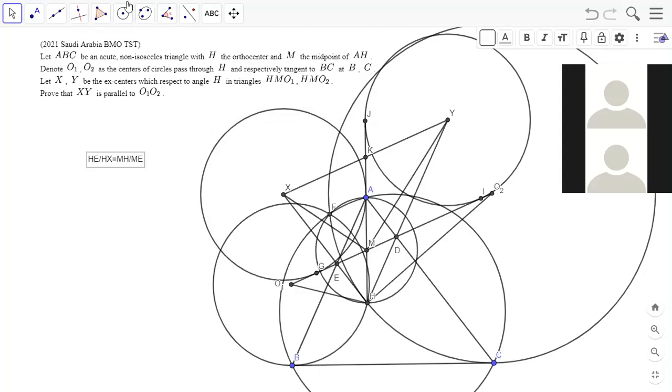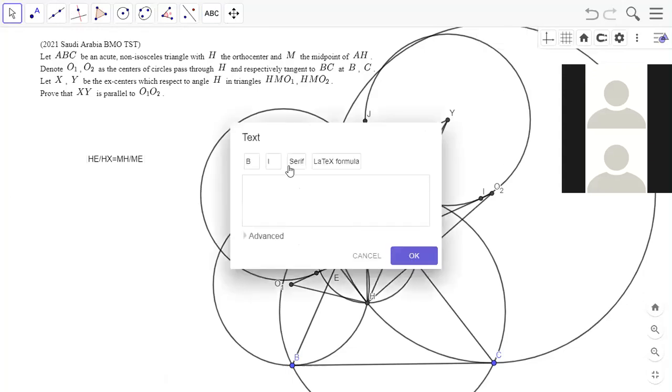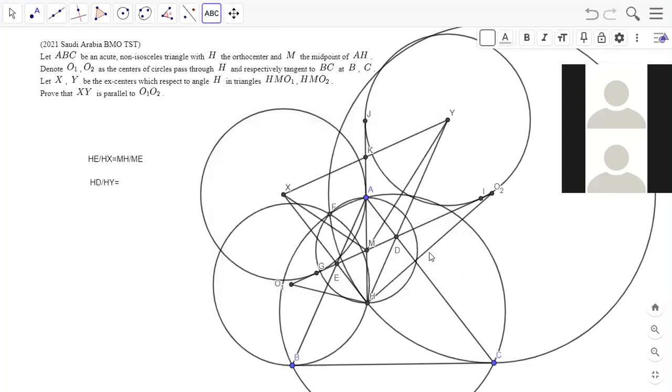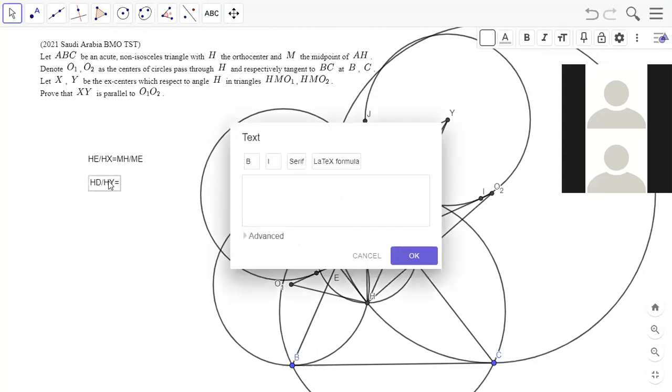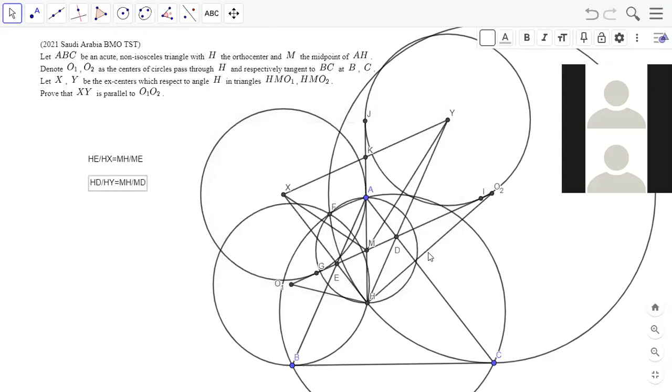HD over HY. Yeah, we need ME equals MD. So HD over HY equals MH over MD. So yeah, once we know ME equals MD, that would solve it. Or that this is a parallelogram, of course. So yeah, can we show that HD? And the other thing is we don't even know that these really concur yet. Like we don't know that XH, AB, and O1, O2 concur. We have to prove that.